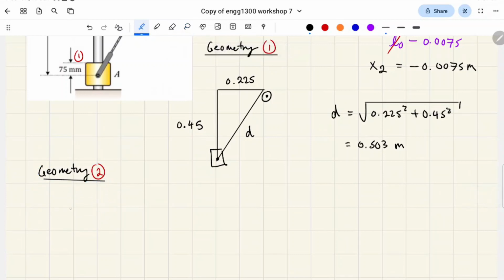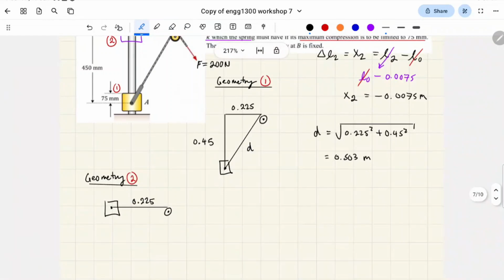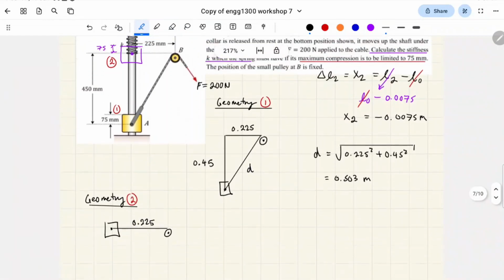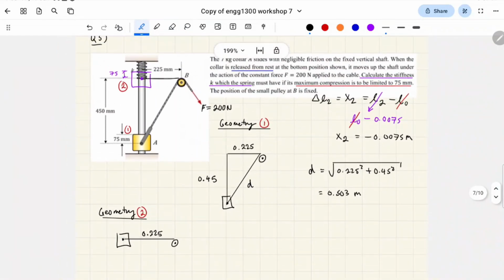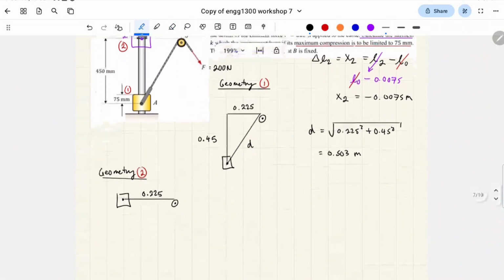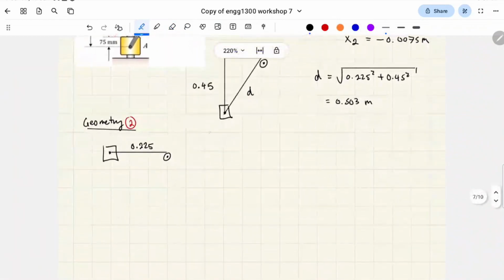So next, if we analyze state 2, it'll look something like this, as we said before. And the rope is simply 0.225 meters, right? That's just when the slide is there. And so, okay, I'm going to write this really long sentence.